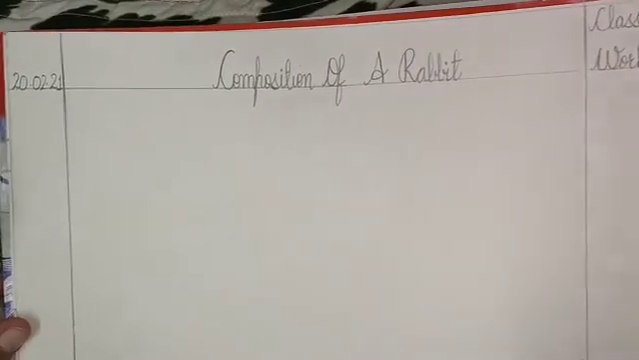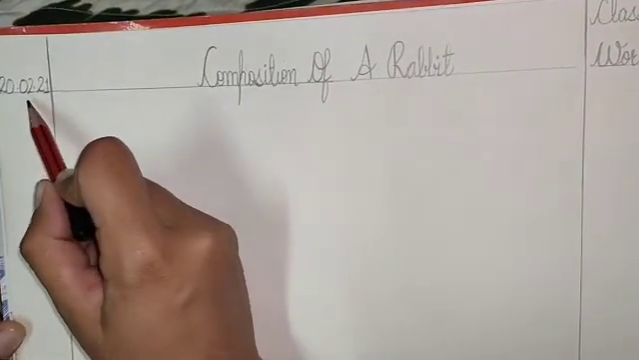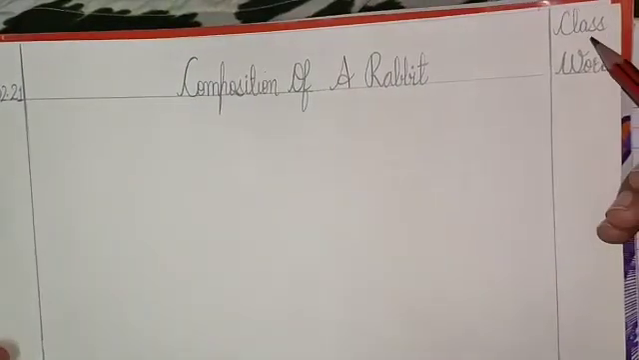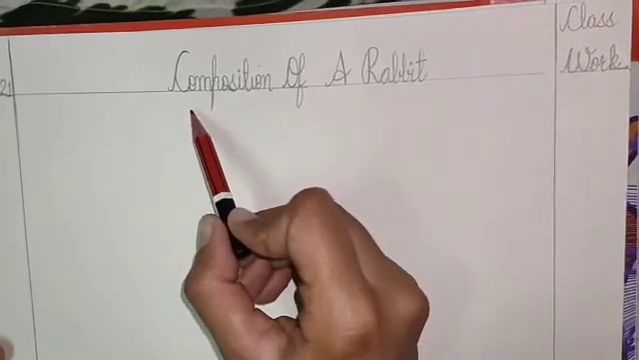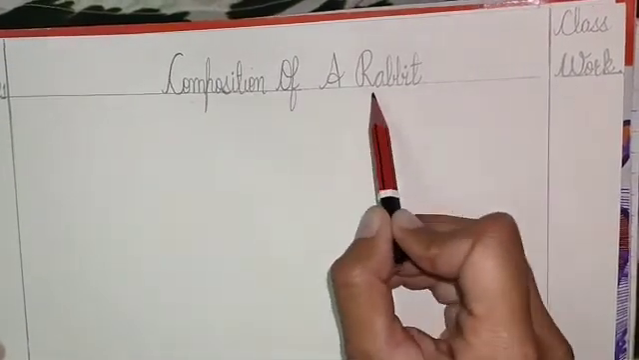Now here we will write down today's date, that is 20th of February 2021. Here we will be writing classwork, and on the upper border we will be writing the topic, that is composition of a rabbit. Now kids, here on the right side we will be making a rabbit.